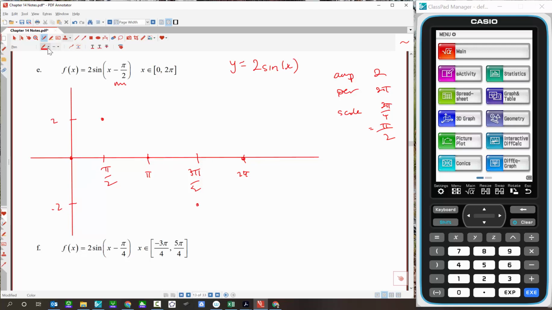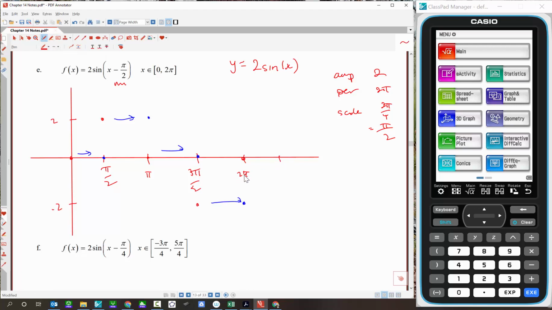So what's going to happen after the translation is each of the points that I've just put down are going to move pi on 2 to the right. So I recommend getting a different color pen at this point, and what you do is you put an arrow in, new point, arrow in, new point, arrow in, new point, arrow in, new point. What's going to happen is this one here is going to move over to there. Now, what is that point going to be?